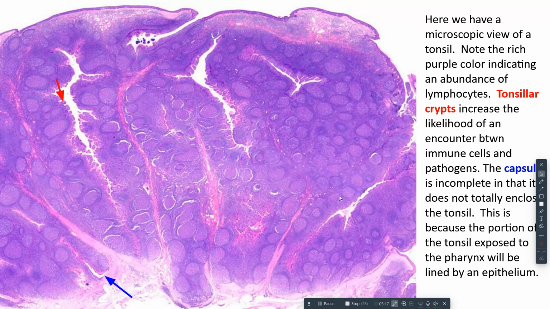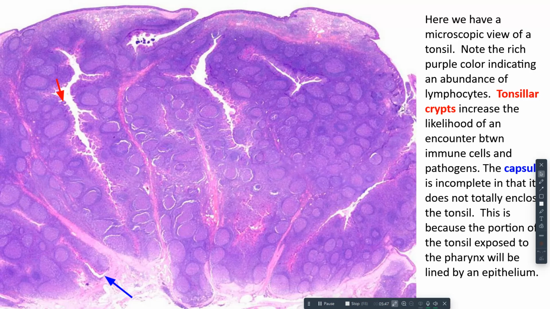This is the histology of a tonsil. Look how richly purple it is. Okay, that is telling me there is an abundance of lymphocytes. Sometimes we see just little follicles, little nodules where lymphocytes are packed together. That's what these circles are. So lots of lymphocytes, which makes sense if the job of this organ is to defend against microorganisms.